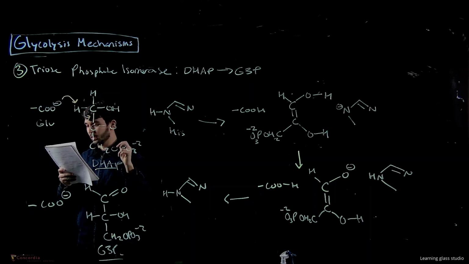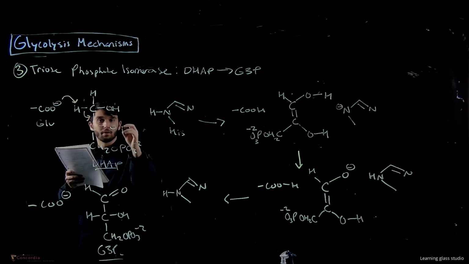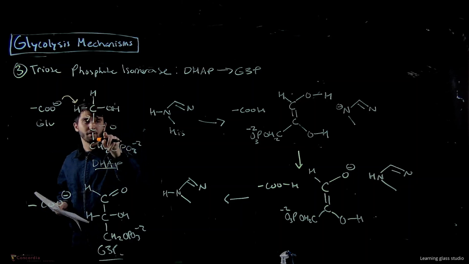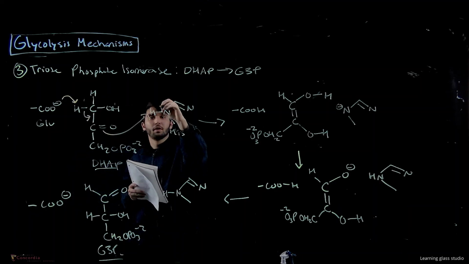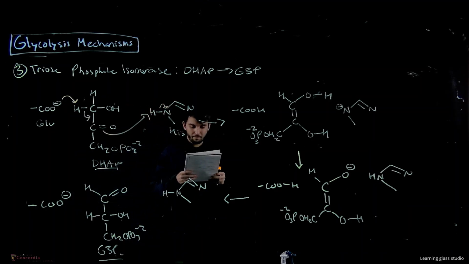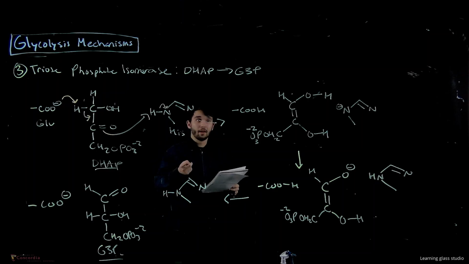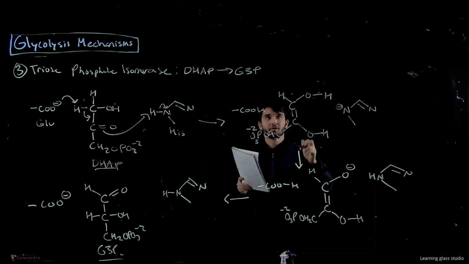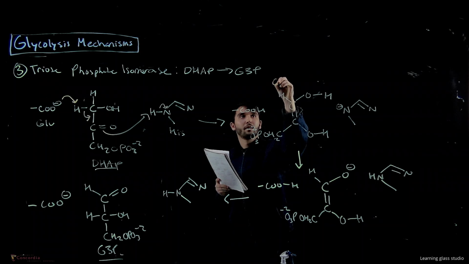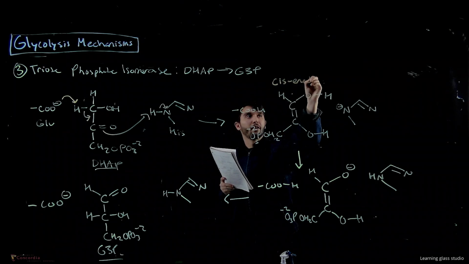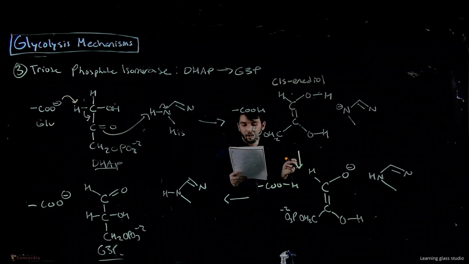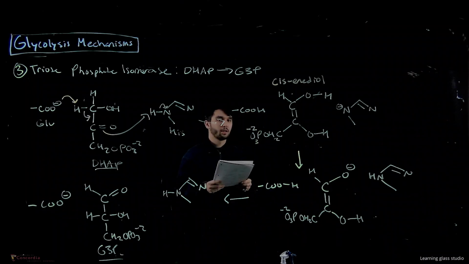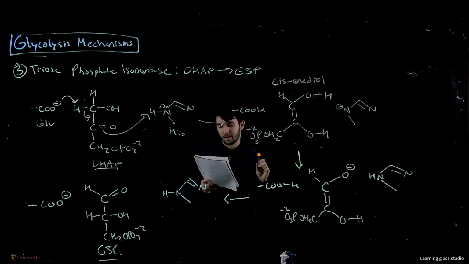And then this will, again, cause the electrons in this carbonyl to come and take a hydrogen from the histidine. Okay? Then what we're left with is, you might recognize this again, this is a cis-enediol. Okay, so same as what we saw with phosphoglucose isomerase. Okay, so now we have this double bond. It's cis because we have the OHs on the same side.